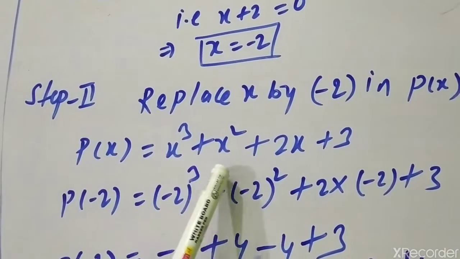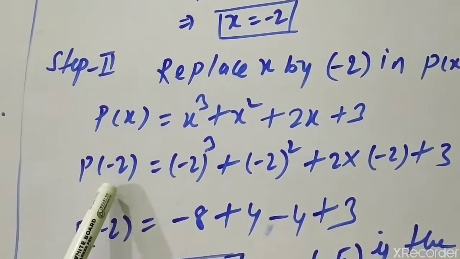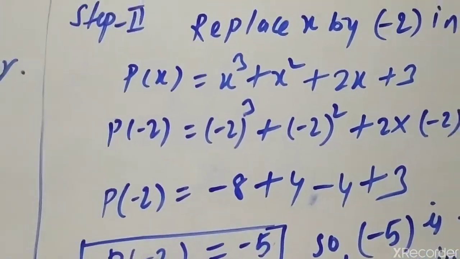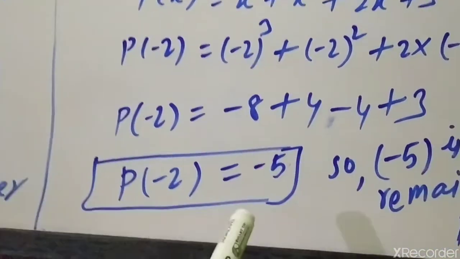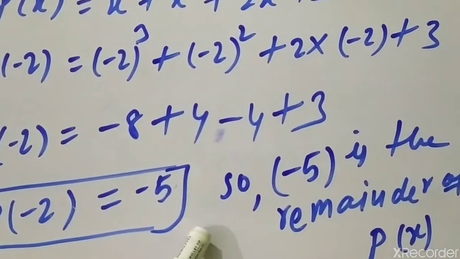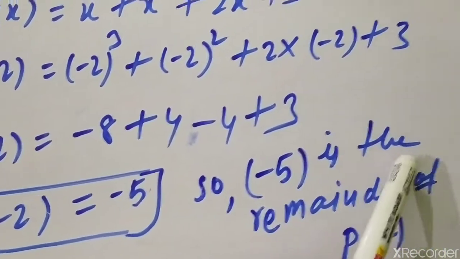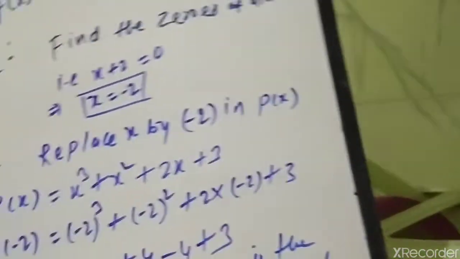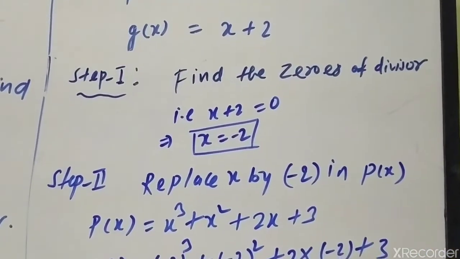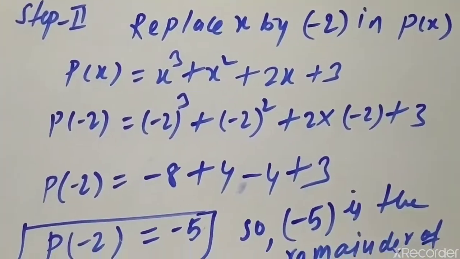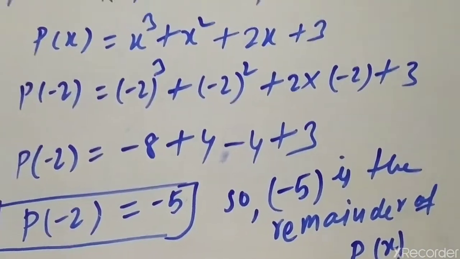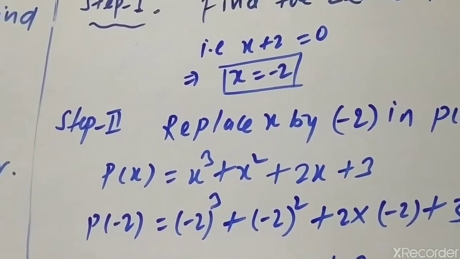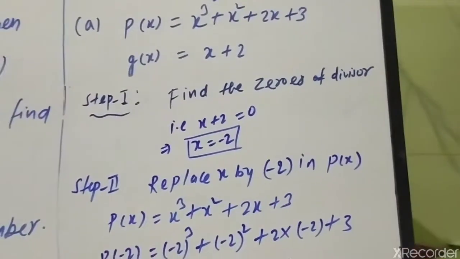So what is x cube plus x square plus 2x plus 3? We substitute, so p of minus 2. See here the calculation: p of minus 2 equals minus 5. So minus 5 is the remainder of p of x. See here, we found the remainder without actual division. So minus 5 is the remainder of the polynomial, and this is how we calculate the remainder using the remainder theorem.